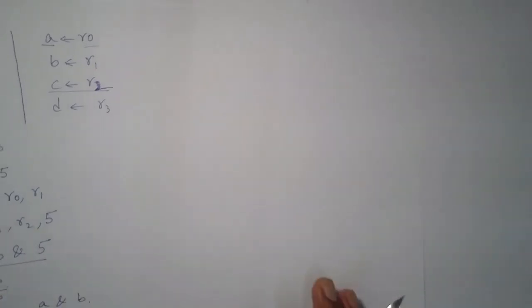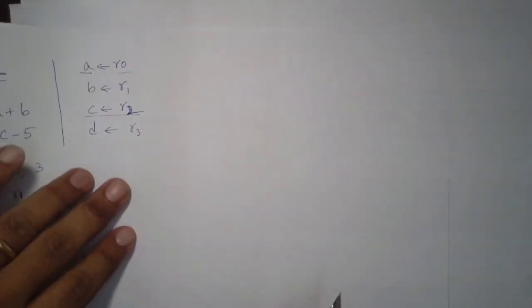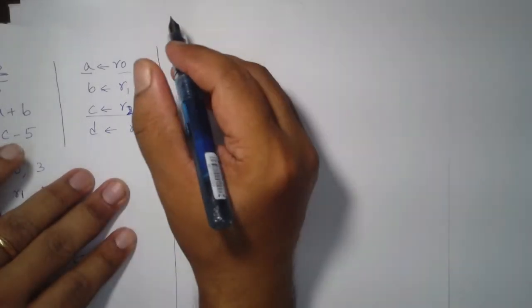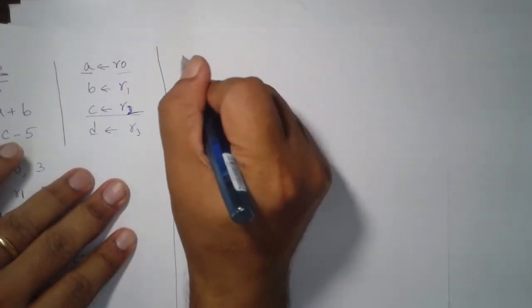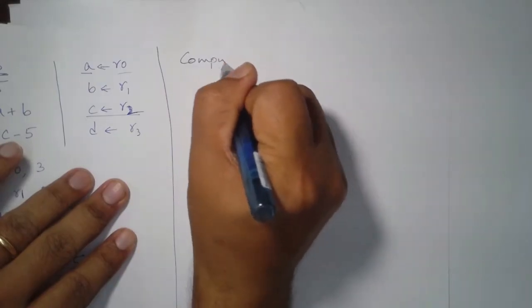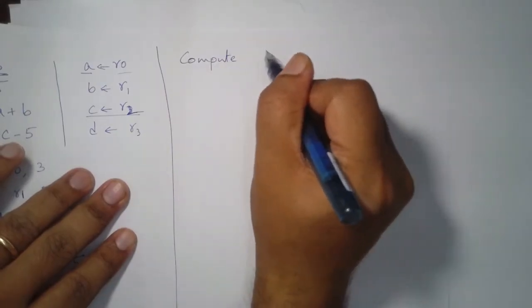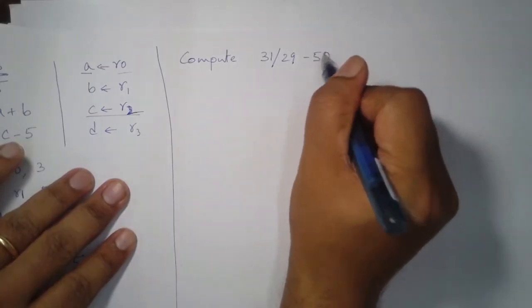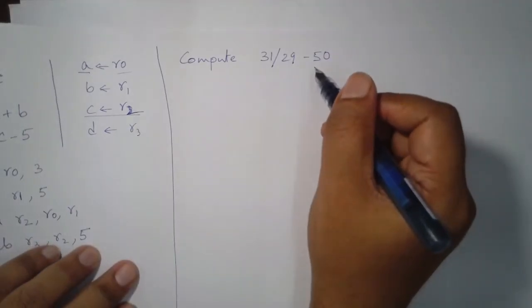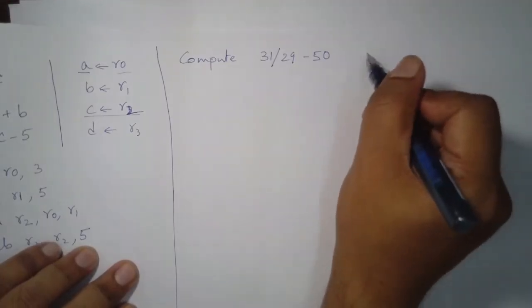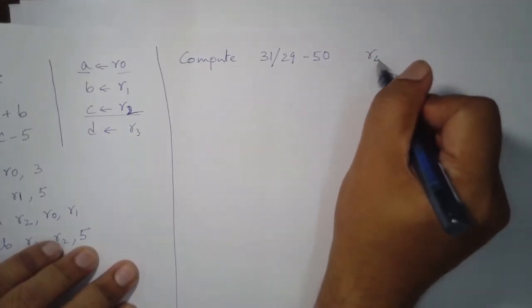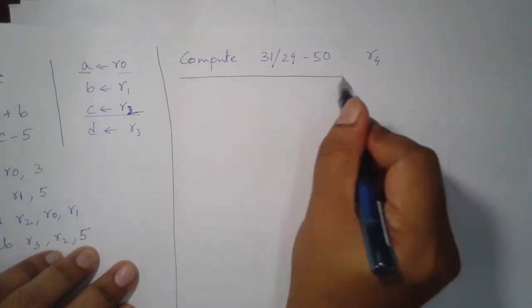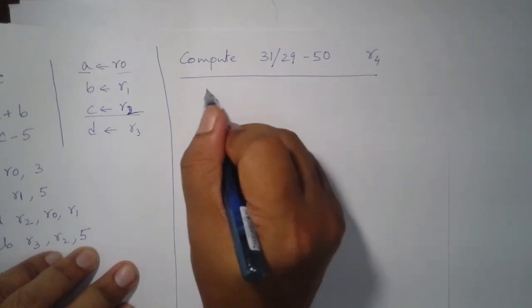Similarly, let us say we can try a few more examples. Let us say I want to do this compute operation: compute 31 divided by 29 minus 50, and you would like to save the result in R4. Okay. So, the assembly level language code you can write down.